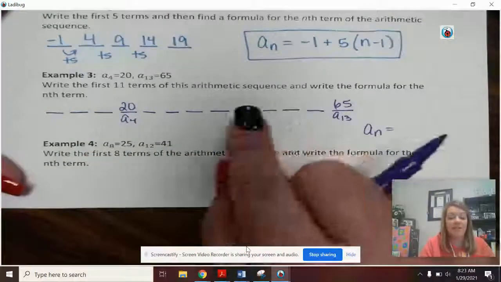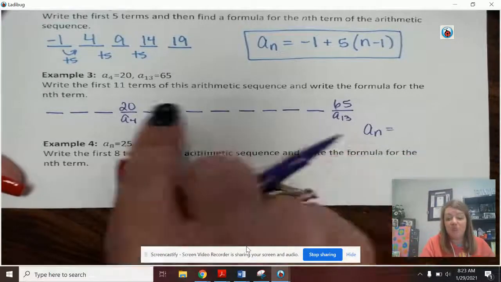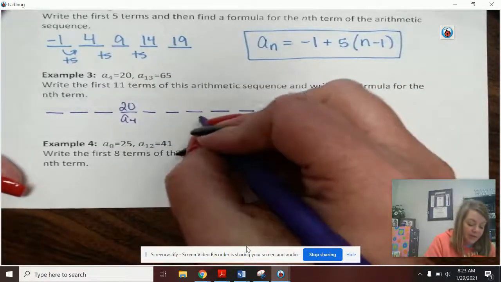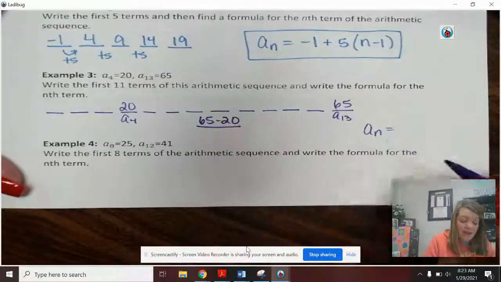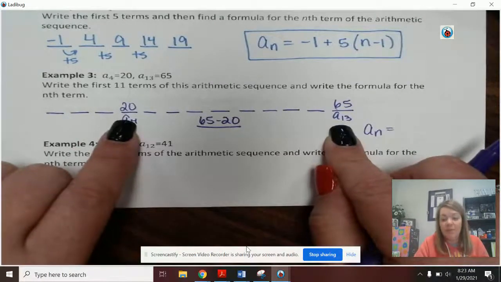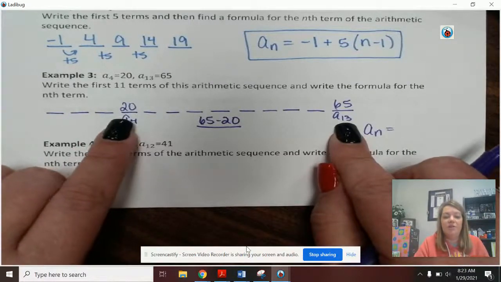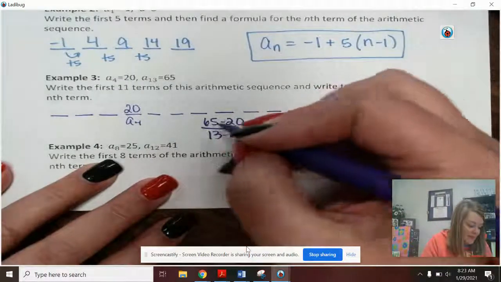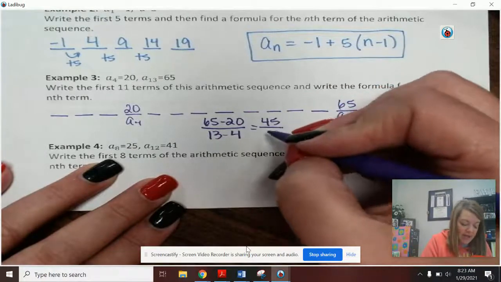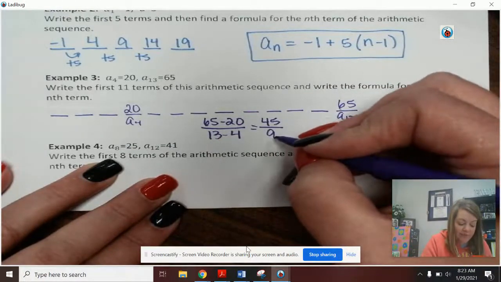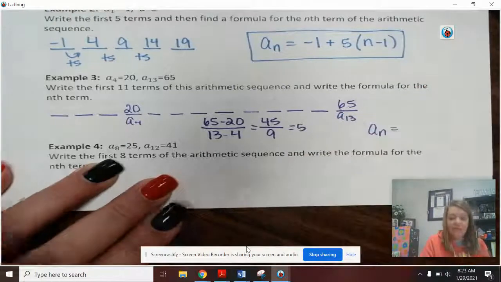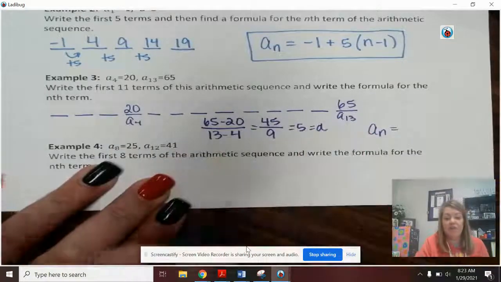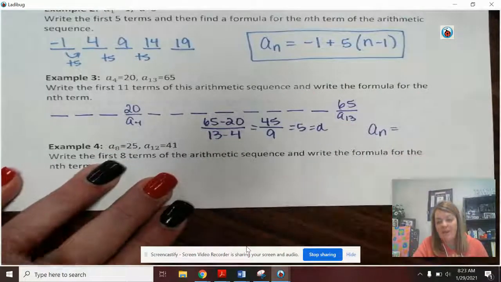So to find the d, the really fast way to do it is if you have 2 of the terms, you can take the value of the terms, so 65 minus 20, divided by the value of the number of the term. So this is the 13th term, this is the 4th term, so 13 minus 4. 65 minus 20 is 45, and 13 minus 4 is 9, and 45 divided by 9 is 5. Okay, so that tells me my d, all right? That tells me that the difference between all of these terms is 5. Each one of them moves up by 5 every time.